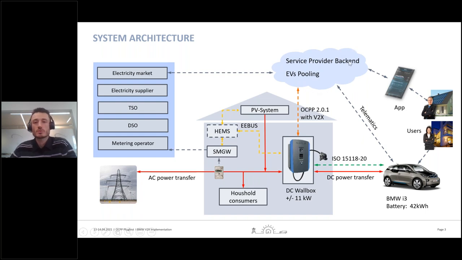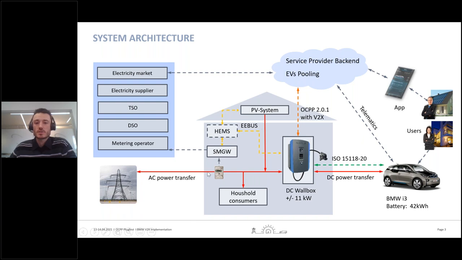This backend has two main roles. One is to compute charging profiles and communicate with the wall box, and the other is to aggregate vehicle to pools to exchange them with the electricity market. This backend communicates also with the vehicles through telematics and with a mobile app that we developed especially for the project to give the users the possibility to enter their charging and mobility needs. And also to give the users live information.